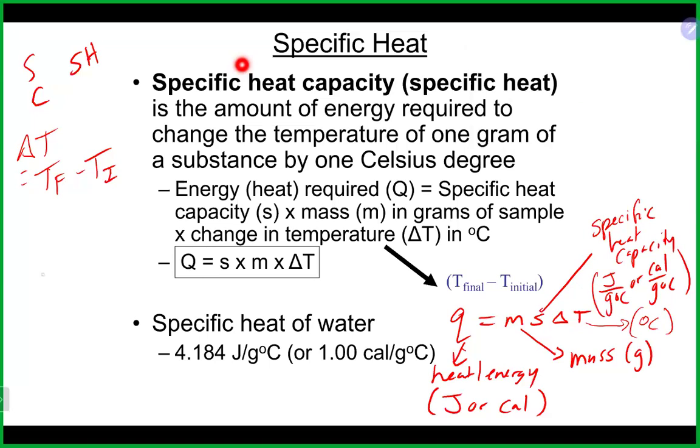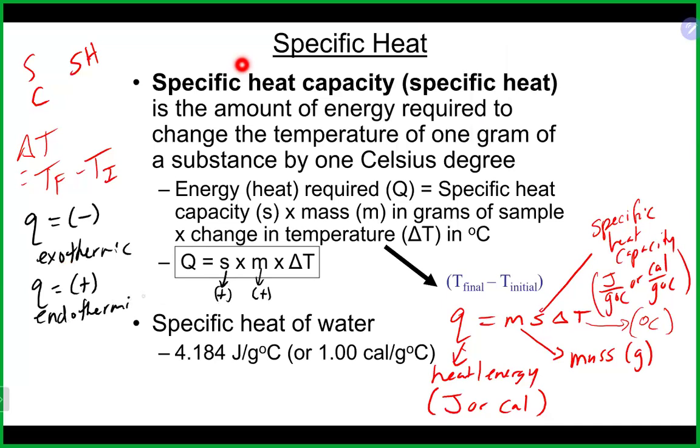And why that is really important is for this reason. If we look at this equation, our specific heat capacity is a positive number. Our mass is a positive number. And when we calculate Q and we end up with a negative value, that is exothermic. If you calculate Q and you end up with a positive value, that is endothermic. So the only thing here that will determine whether you end up with a positive or negative value for Q is the change in temperature.